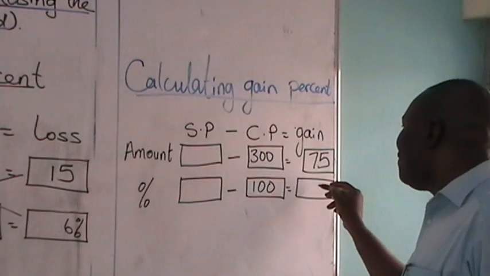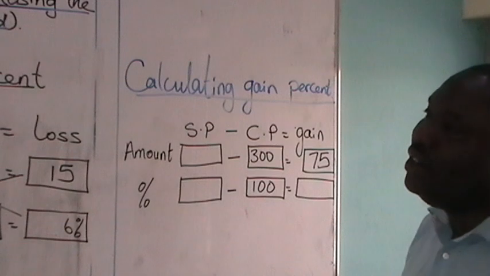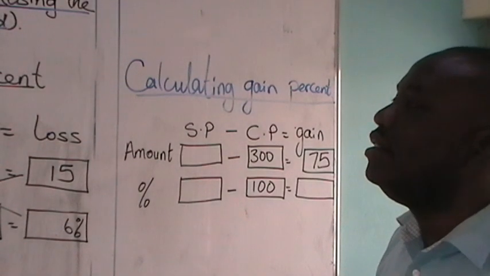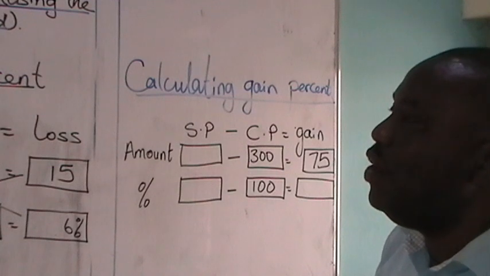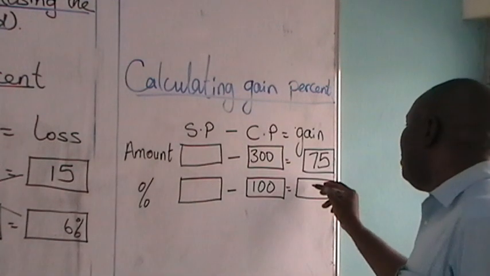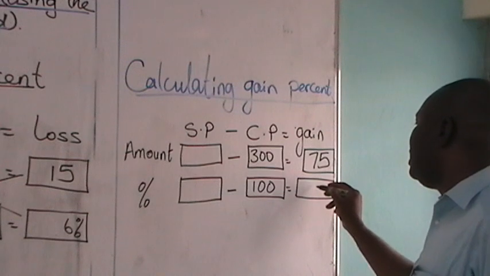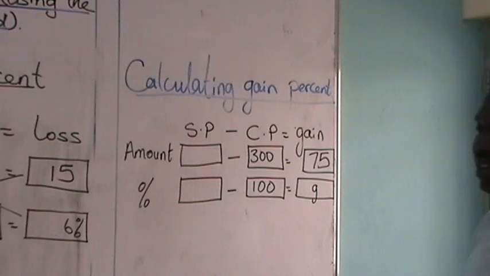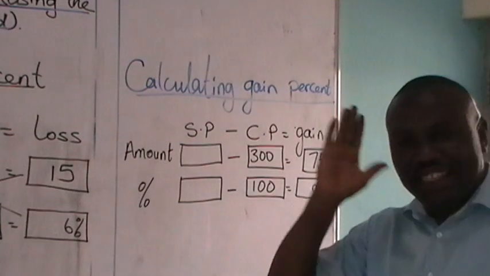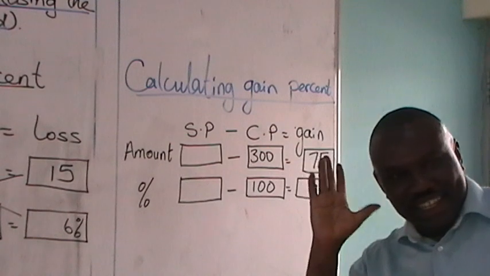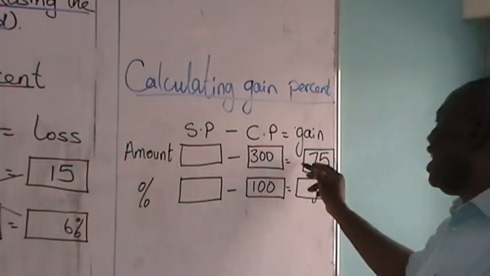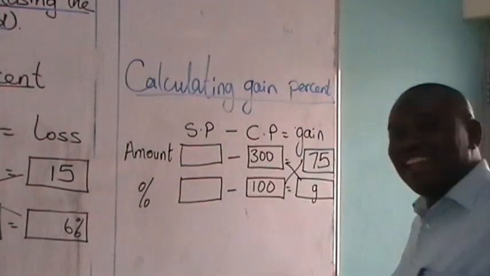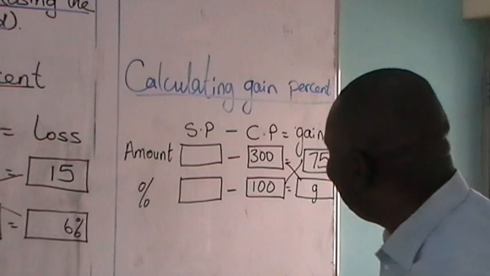Now, what is the question? Cost price is given, profit is given. So here we are looking for profit percent, gain percent. Let's call it G percent. We are looking for our gain percent. I want to hear you, yes. What do we do next? Cross multiply.